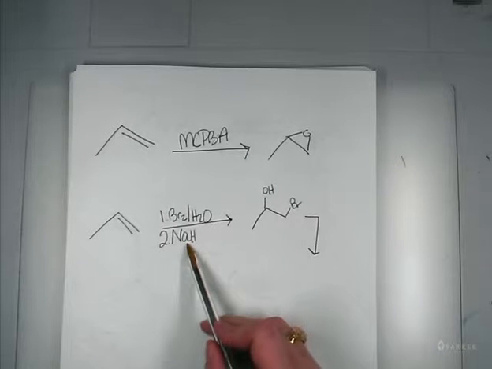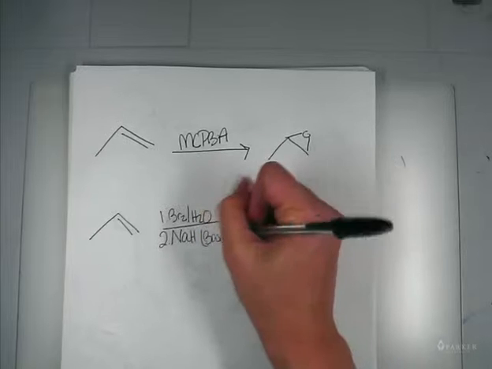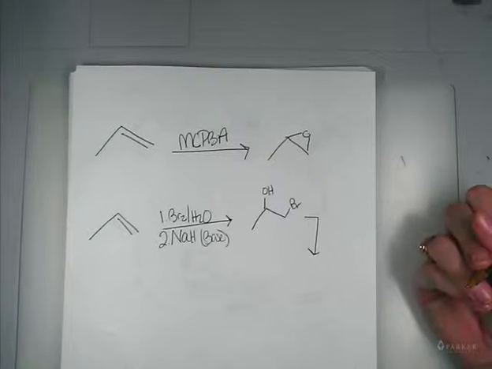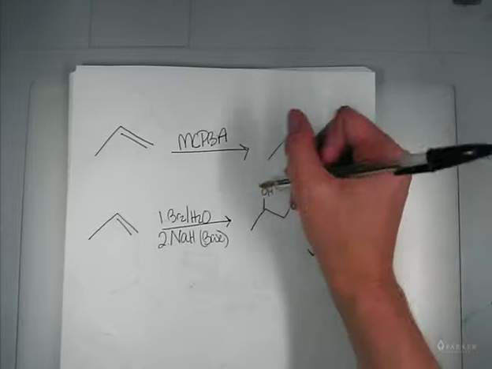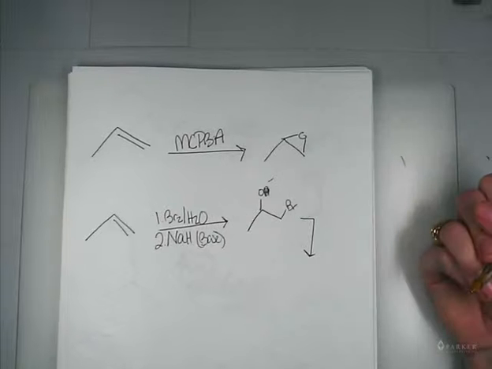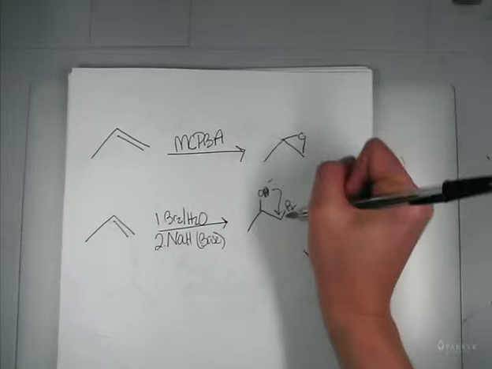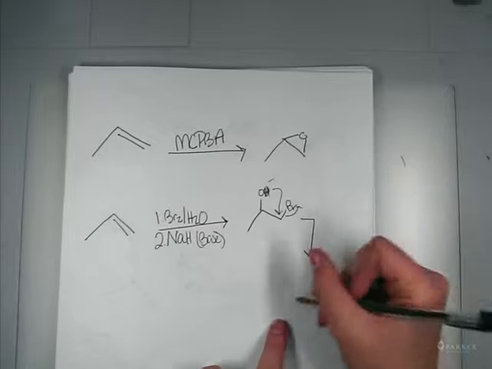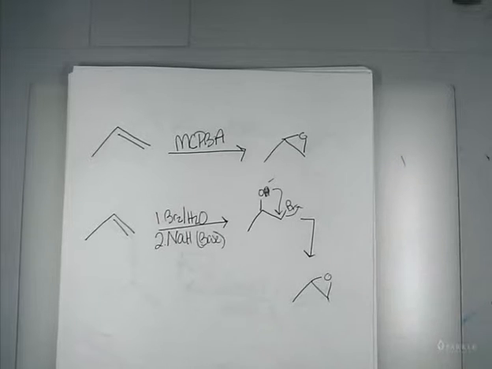What is this right here? A base. What does a base do? Takes off a hydrogen, right? Which hydrogen is it going to take off? This hydrogen right here, right? So when it's gone, where will it make a bond? The carbon attached to the bromine. Bromine leaves, and you end up with the same epoxide as you see above.